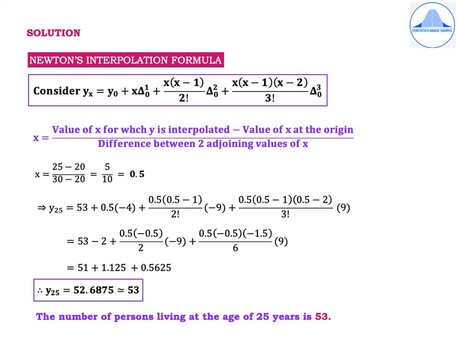Therefore, y25 is equal to 52.6875, which is approximated to 53 because we are talking about the number of persons. So you will get the number of persons living at the age of 25 years is 53.